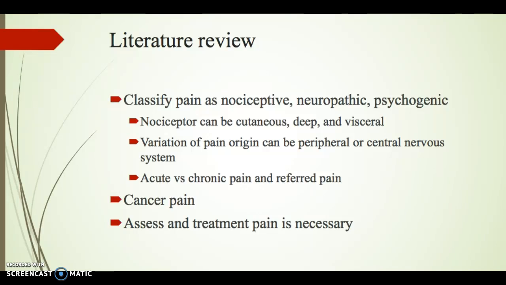The variations of pain origin can be peripheral or central nervous system, acute versus chronic, referred pain, and cancer pain. It is important to know all of these to assess and to choose the different treatments.